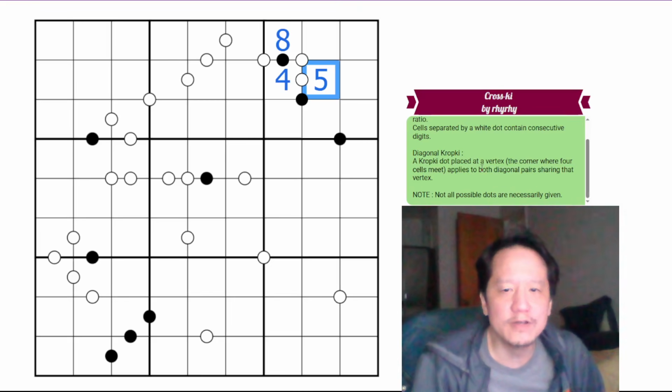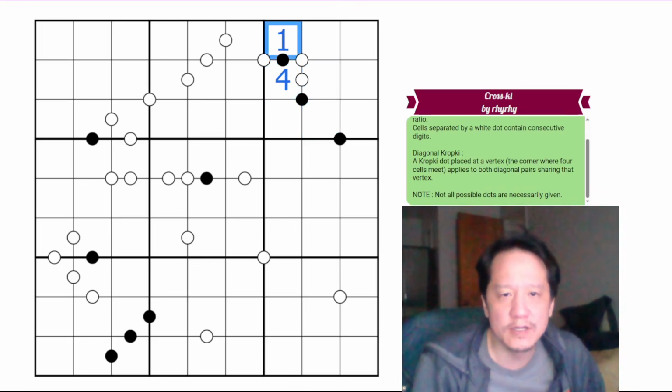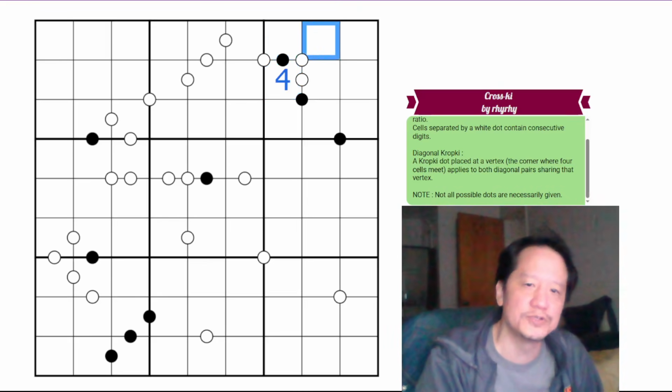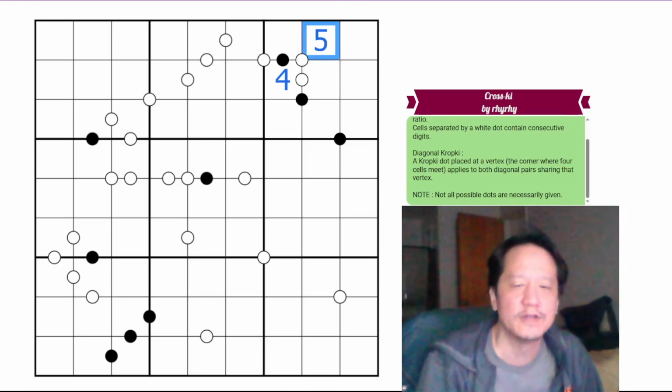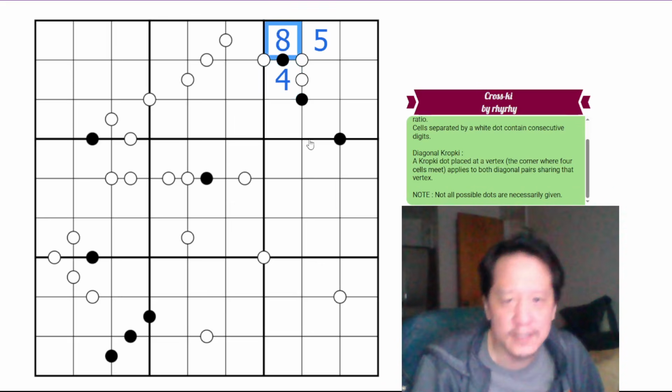Now, where we have a little bit of difference is we also have diagonal Cross Key, where a Cross Key dot placed at a vertex, that is the corner where 4 cells meet, applies to both diagonal pairs sharing that vertex. So basically, say this was a 4, then this also would have to be consecutive, 3 or 5. And this would be 2 or 8. And these digits would have to be consecutive also.